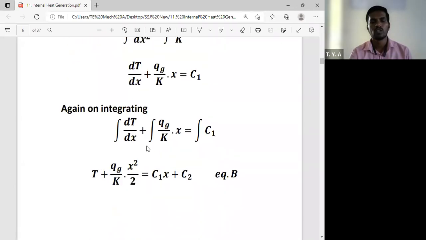Okay, so what is the integration of dT by dx? As we know, integration and derivative are opposite to each other, so they cancel each other, and we get T. Then the integration of x is x square by 2. So qg by k into x square by 2 is equal to the integration of C1, that is C1x, plus a constant, that is C2. So write down: T plus qg by k x square by 2 is equal to C1x plus C2.